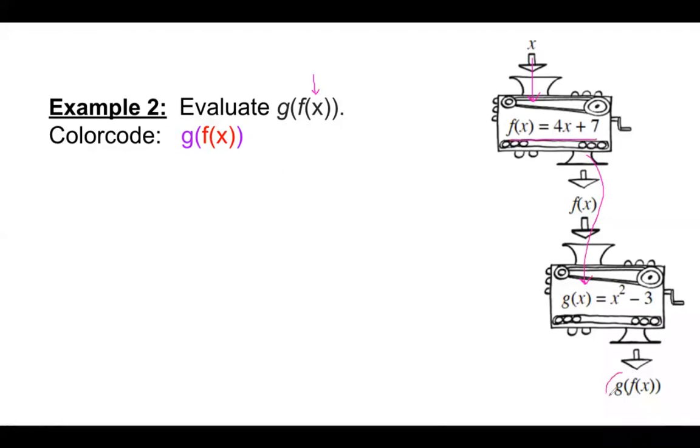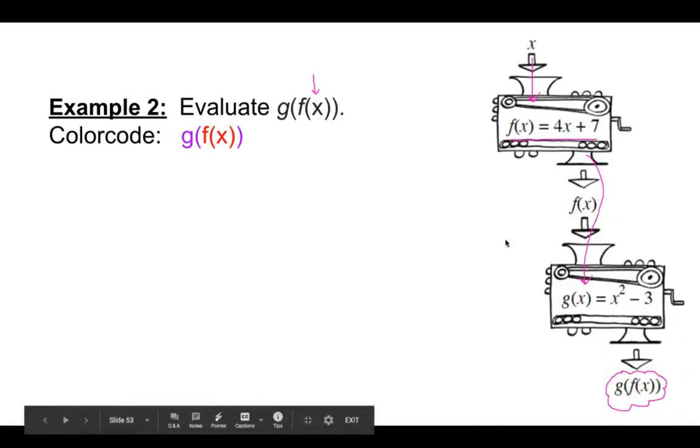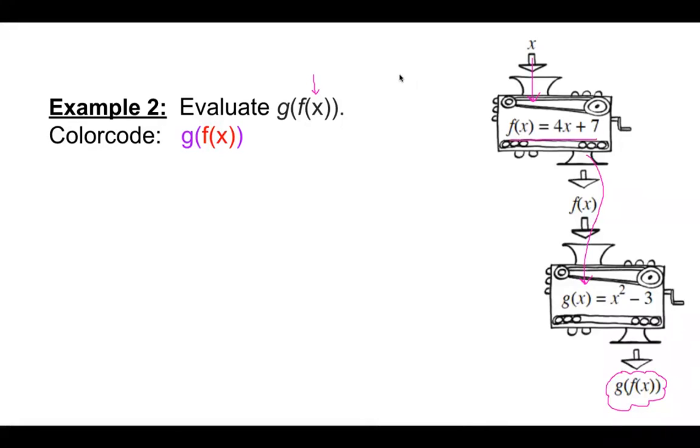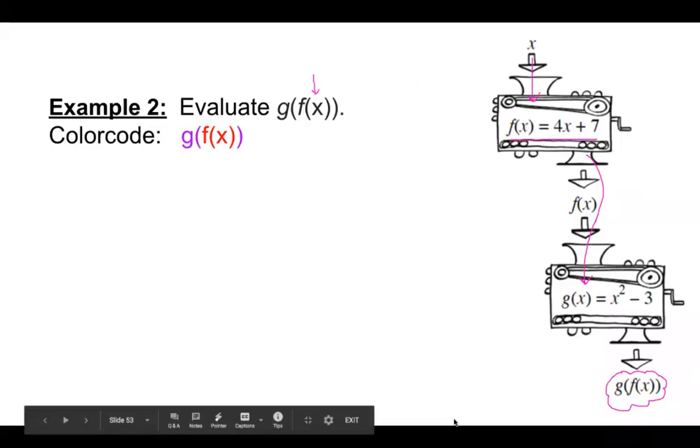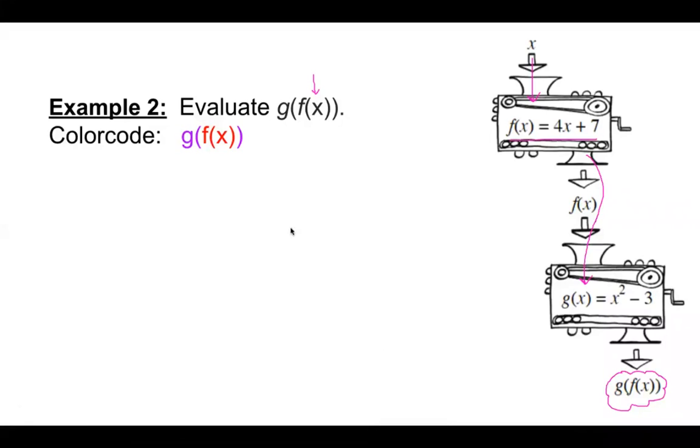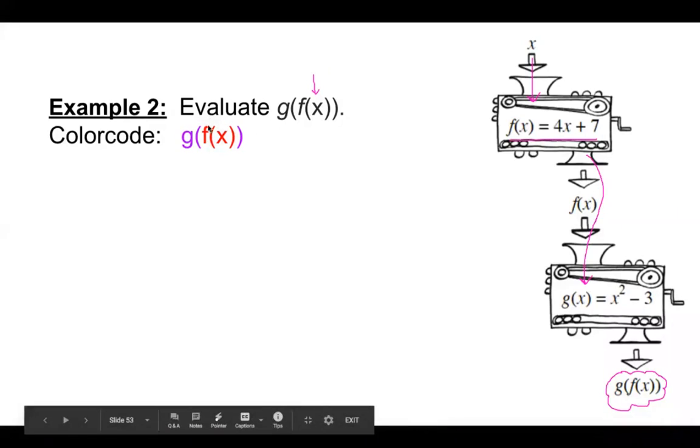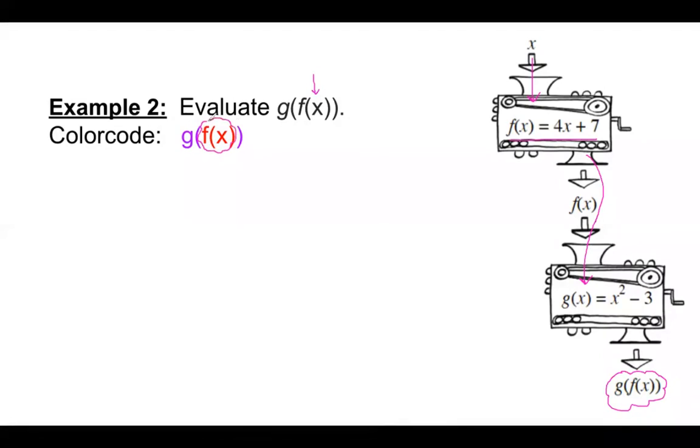So for this one, I'm not going to get a number as an answer. I'm going to get another function. So this example is going to be interesting. But don't worry, we'll get some practice on this. Okay, step 1. Even though this looks slightly different from the last example, you still start with the innermost function. The innermost function is f. That's the one with the innermost parentheses.